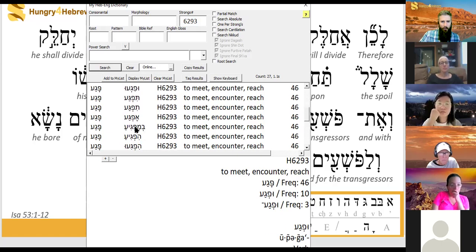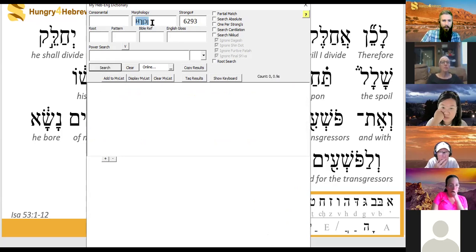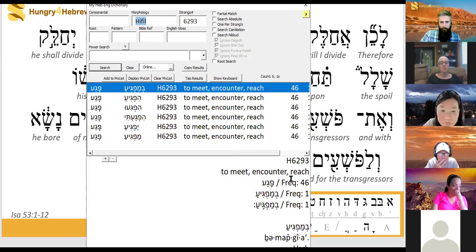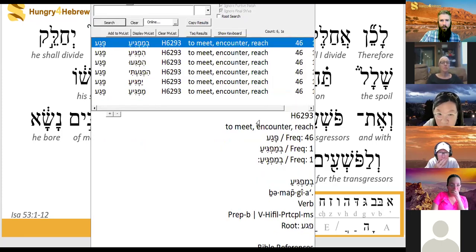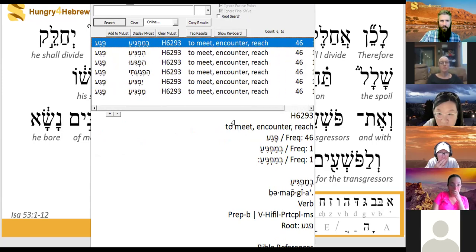Okay, that's a Hifil, for example. Okay, so I'll put in Hifil right here. Oh, that's not Hifil. There we go. Now, if we really want to know where all this shows up in the Bible, we have 1, 2, 3, 4, 5. Oh, only 6 Hifils show up in the Bible? Stop. Where do they show up?